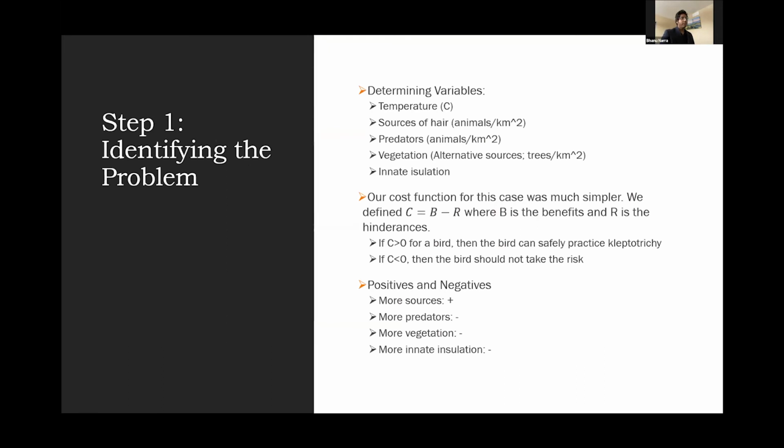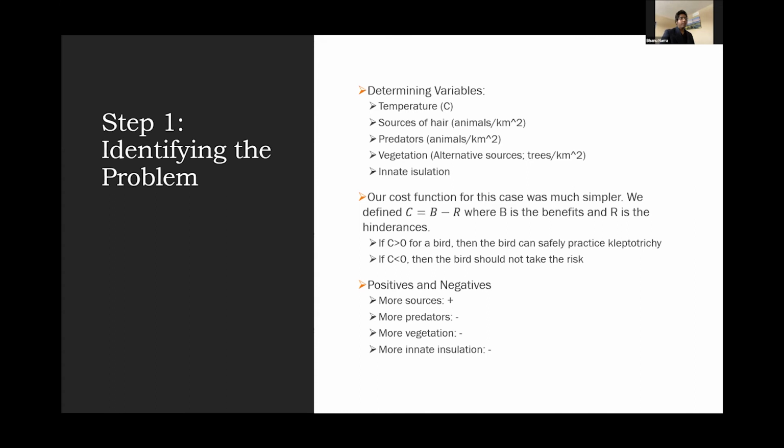So again, we started splitting up the risk into different parts. We figured that temperature would play a role if the bird needs insulation for the nest. We also considered sources of hair and predators, because that would make it more dangerous for the bird to go get hair from these animals. We also looked at some alternative sources. For example, if there are a lot of trees and vegetative insulation options, it's not clear why the bird would instead go to an animal. So we decided that would be a factor. Another thing was innate insulation. If a chick has a lot of feathers, it doesn't necessarily need as much external insulation from the nest.